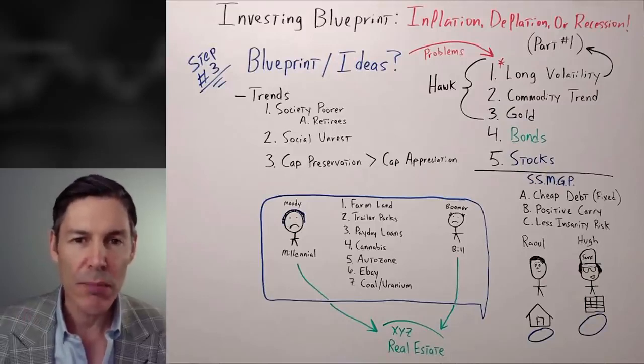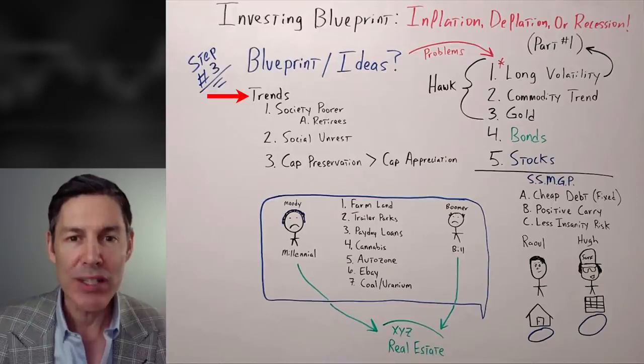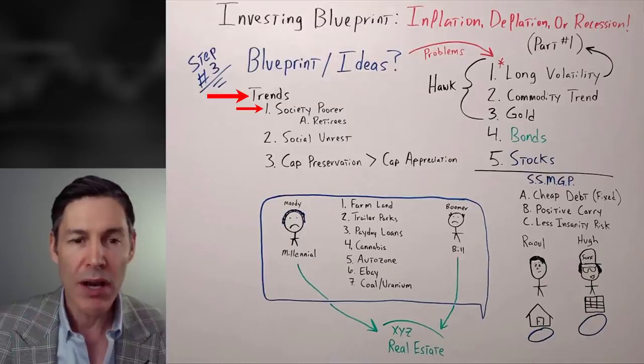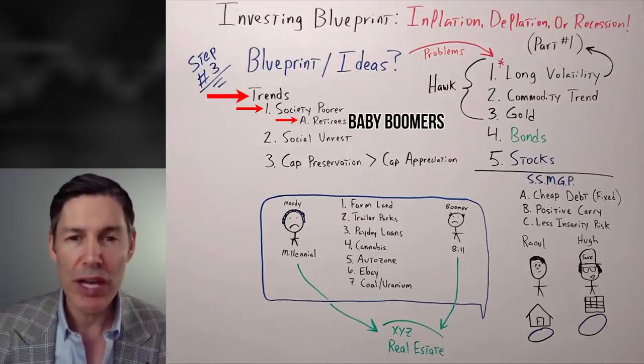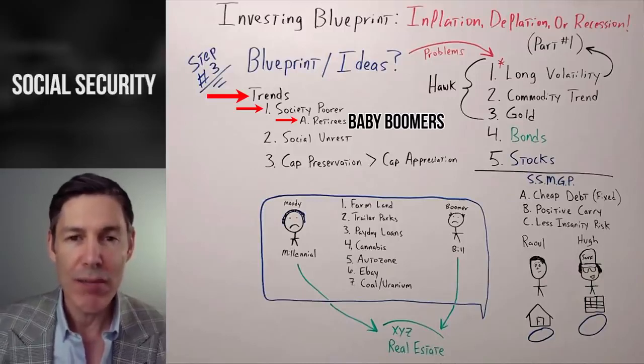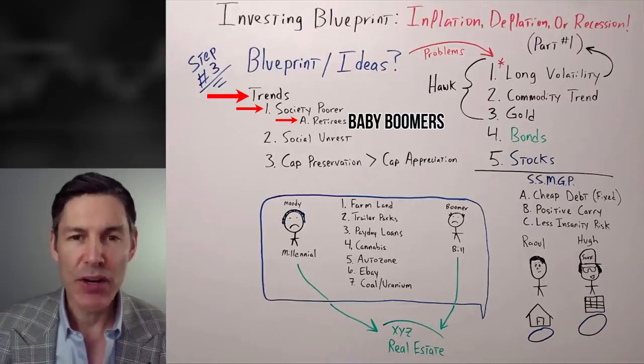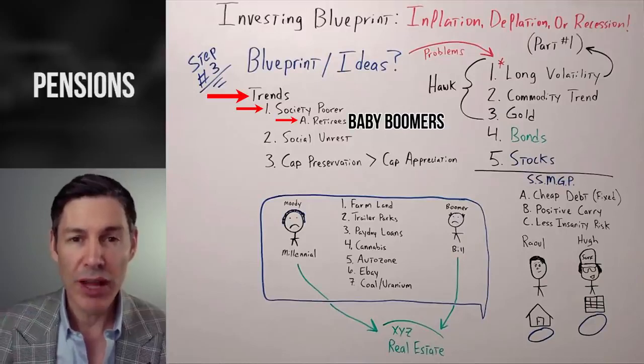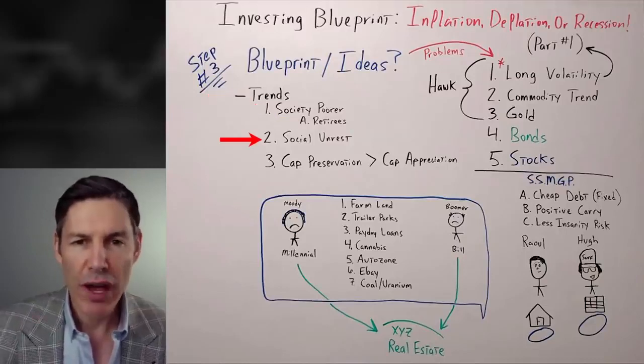I suggest you start by looking at trends. If we go into a deleveraging, regardless of whether it's an inflationary or a deflationary deleveraging, society as a whole is going to become poorer, especially the retirees. We have this glut of the population retiring, the baby boomers. If we go through inflation, they're going to struggle because their Social Security checks aren't going to keep pace with inflation. If we have a deflationary cycle, their 401ks will definitely take a hit, and their pensions will most likely go bust.